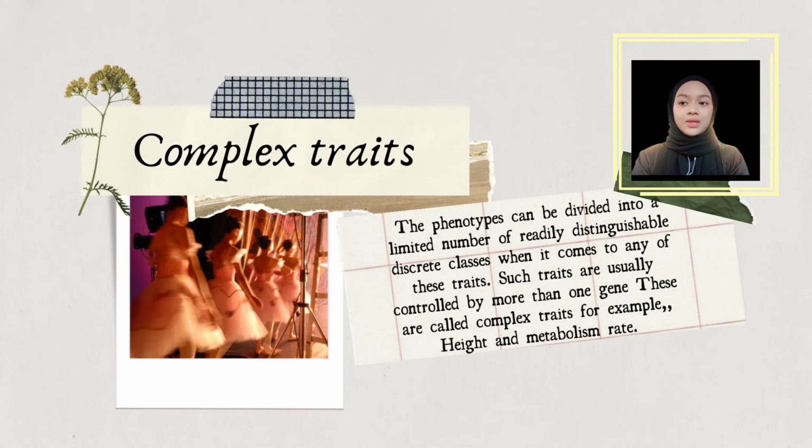The phenotype can be divided into a limited number of readily distinguishable discrete classes when it comes to any of these traits. Such traits are usually controlled by more than one gene. These are called complex traits, for example, height and metabolism rate.